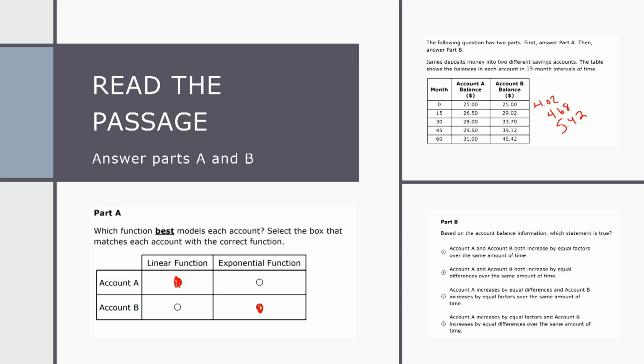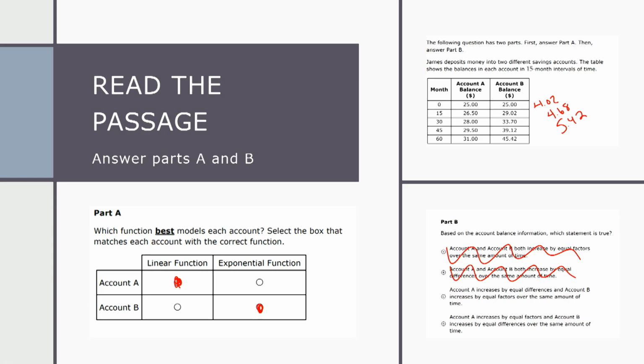So what we need to know is, obviously, they're not equal. And then they are both increasing by equal distances. Well, we know that it is not equal. So then I need to look at C and D.